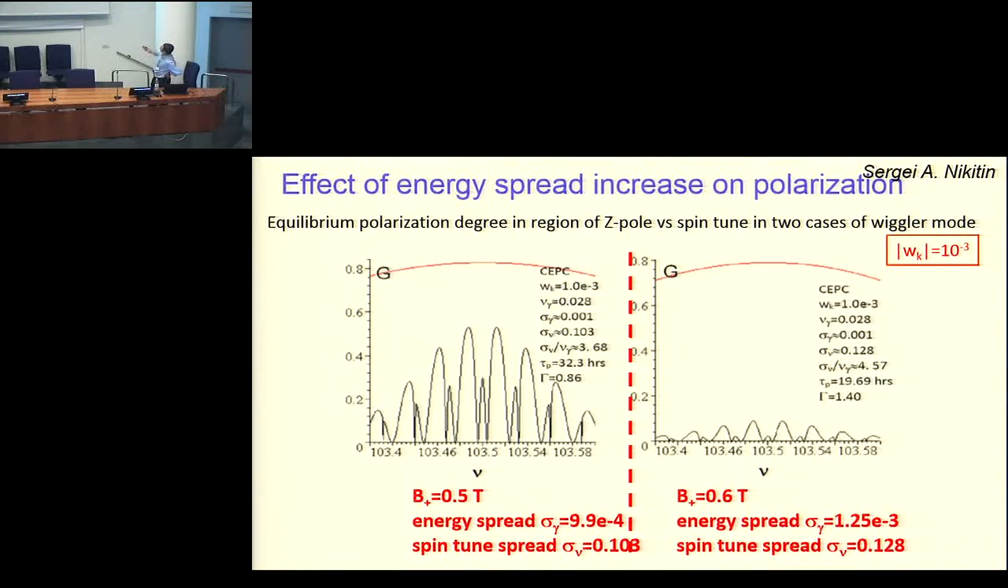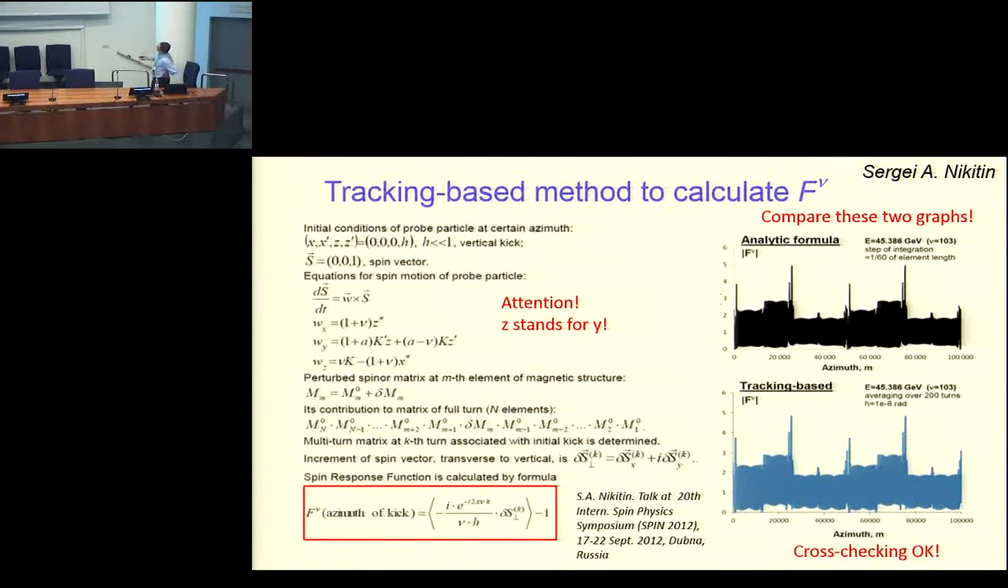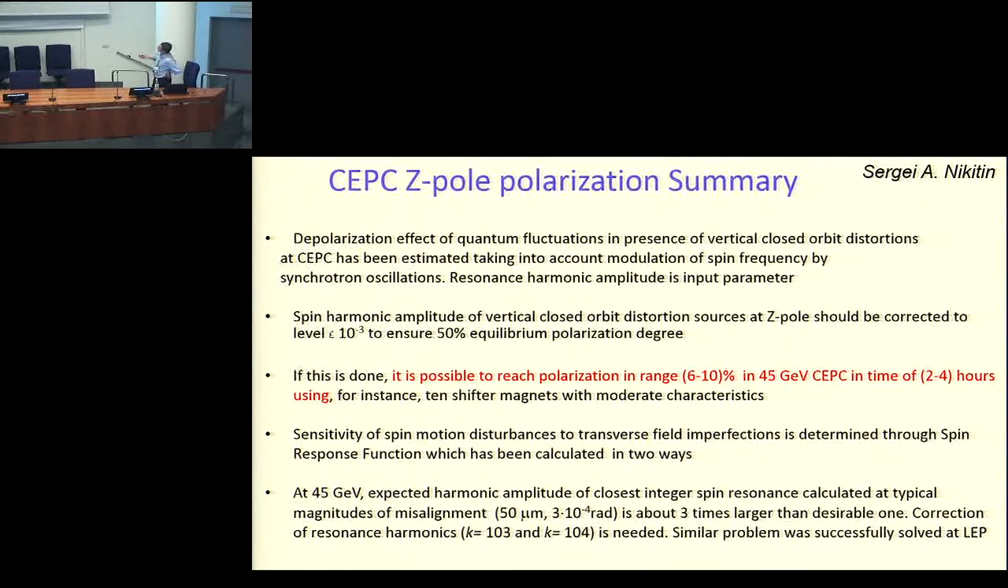And for the polarization, the Z-pole polarization schemes were presented. This is the preliminary design for the CEPC Z-pole polarization, and some tracking-based method to calculate it. It is possible to reach polarization in the range of 60 to 10% at 45 GeV in the CEPC in a time of 2 to 4 hours.